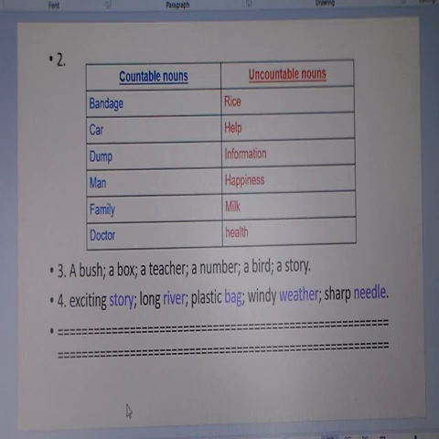And then question 4, which is the very last question for the revision exercise, you had to match again the noun and the adjective. Remember, our adjectives describe our nouns. So the first one is an exciting story, a long river, a plastic bag, windy weather, and a sharp needle.